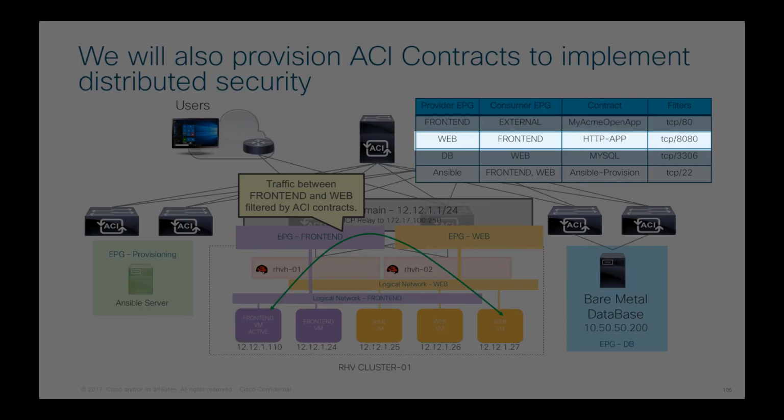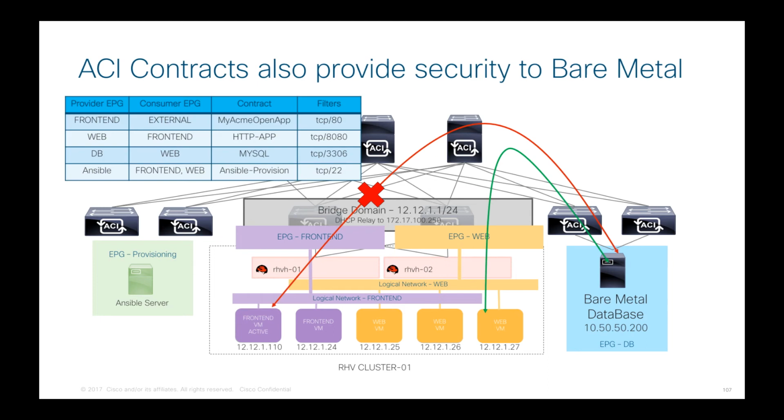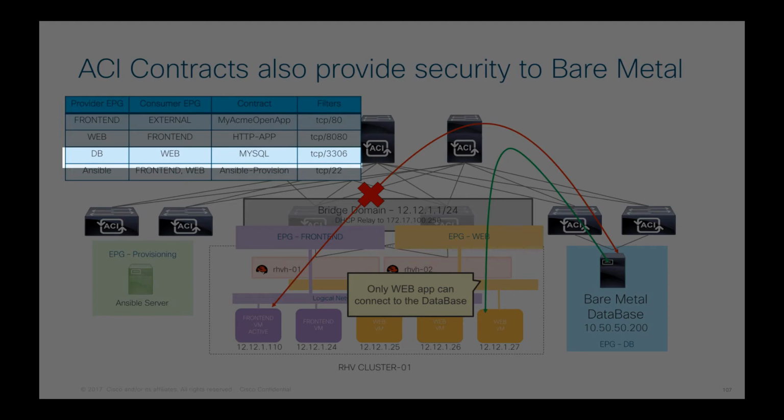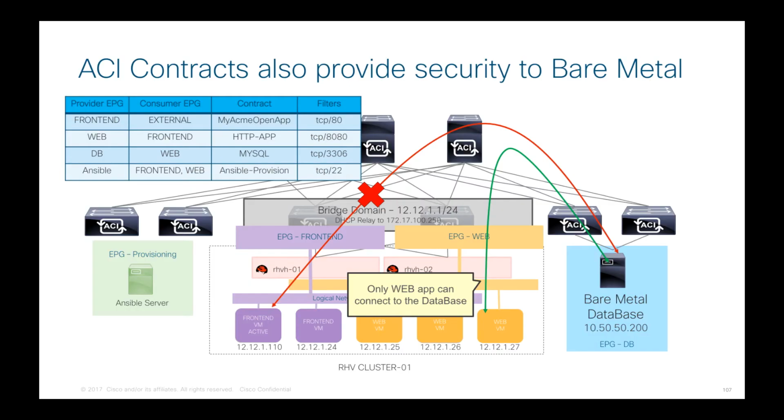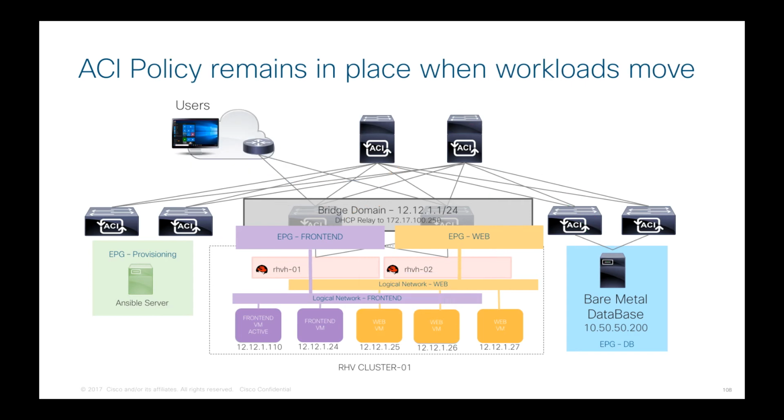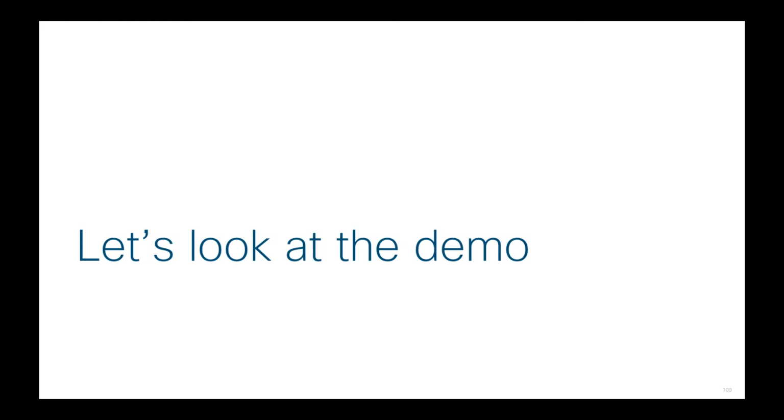Similarly, only the front end will have access to our web application, and the database will only be accessed from our web tier. Any attempt to reach the database from the front end will also be dropped. Of course, we also have a contract that enables our Ansible server to provision at all moments all virtual machines and elements in the system. Finally, because the ACI policy is implemented on the leaves in a distributed way, even if the virtual machines move, they will remain connected to the same logical network. So let's look at the demo.